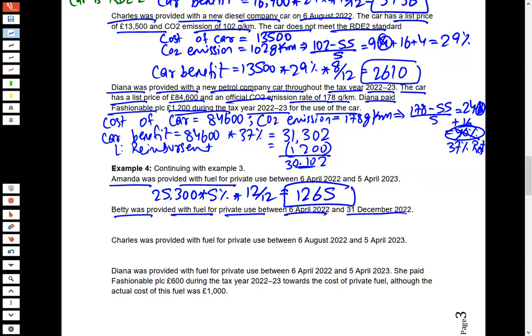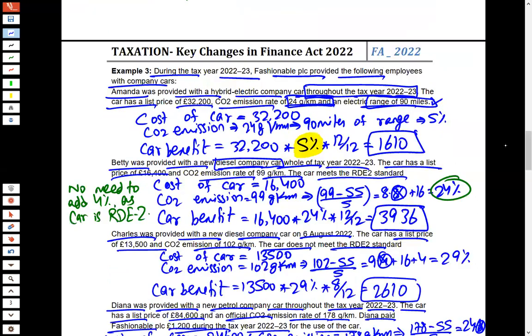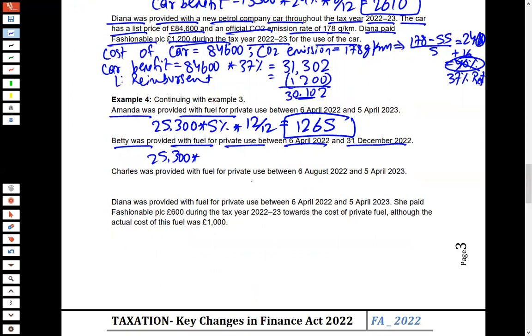Then Betty was provided with fuel for private use between 6th April 22 and 31st December 22. So for Betty, it's 25,300 multiplied by the CO2 emission percentage for Betty, which was 24%, and the fuel is from 6th April to 31st December. So it means the fuel is for a period of 9 months. So for 9 months, the fuel benefit would be 4,554.